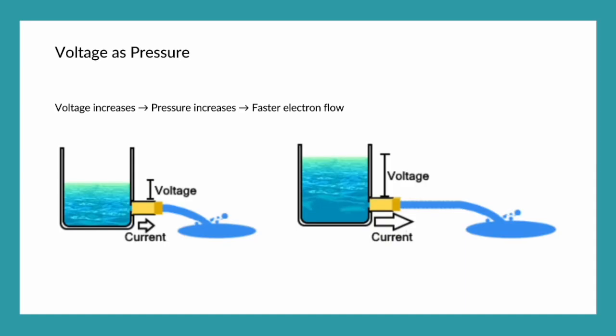A common analogy used to describe voltage is with two water tanks. As the water increases in one, the pressure will too, and when released, the water in the fuller tank will flow out at a faster rate. This is the same for voltage. As the voltage increases, so does the electrical pressure, and the electrons will flow faster through the circuit.